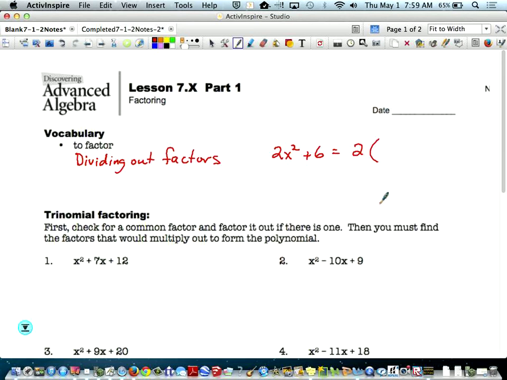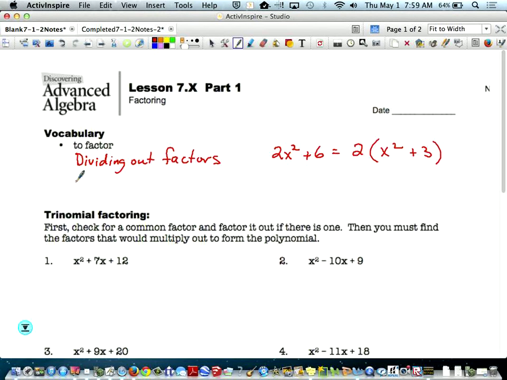What happens when I factor the 2 away from x squared? What's left behind? And remember, we're dividing, so x squared. When I factor a 2 away from the 6, what are we left with? What's 6 divided by 2? 3. Okay? So that's one form of factoring.